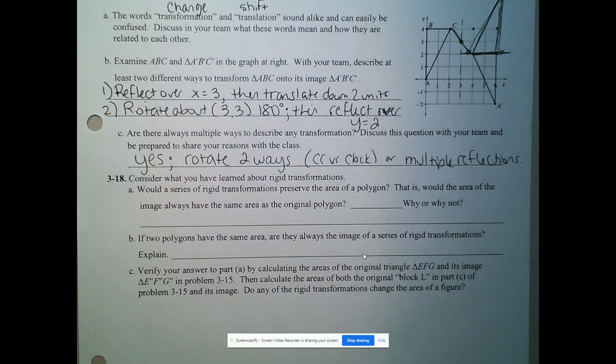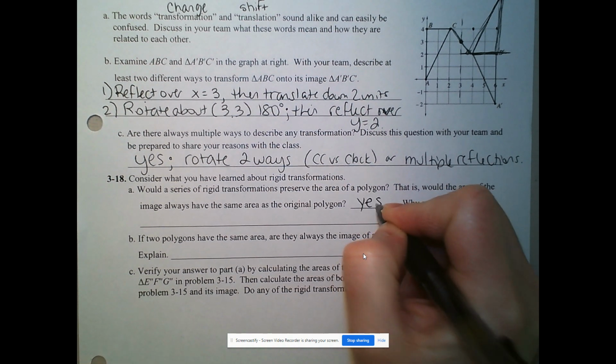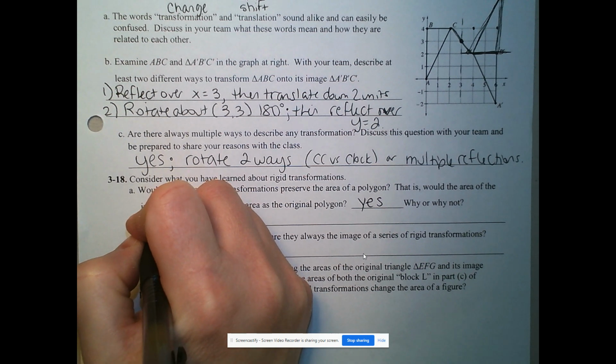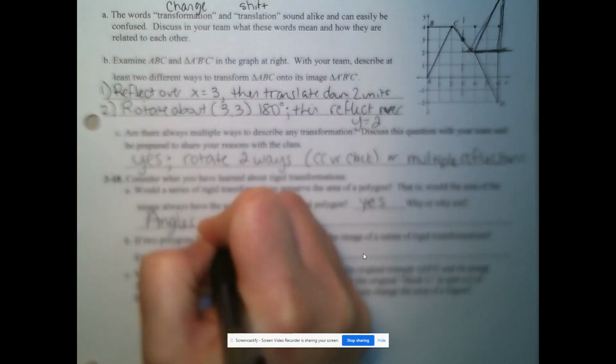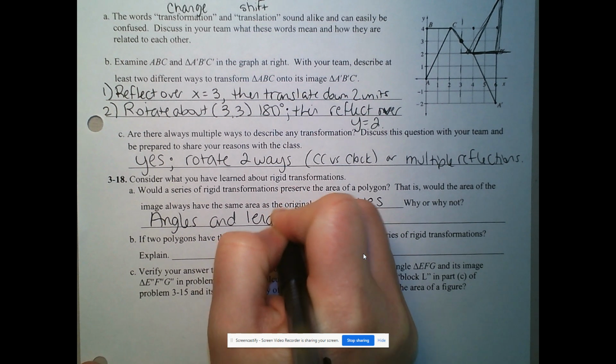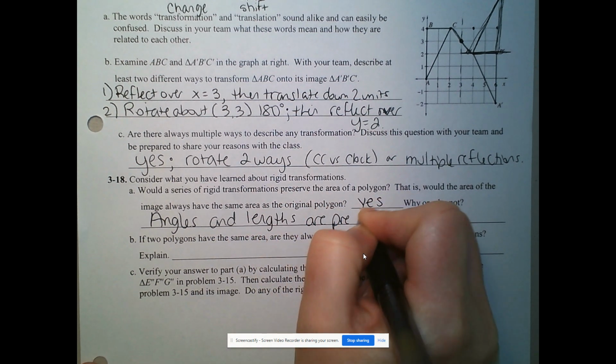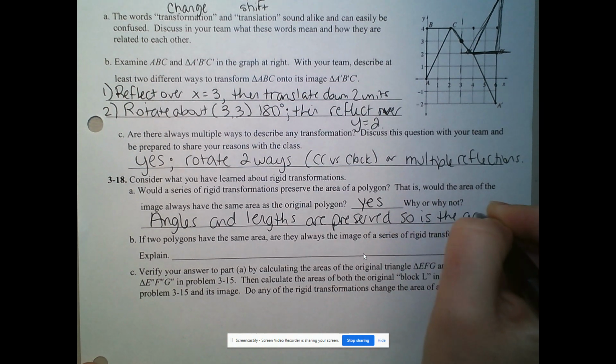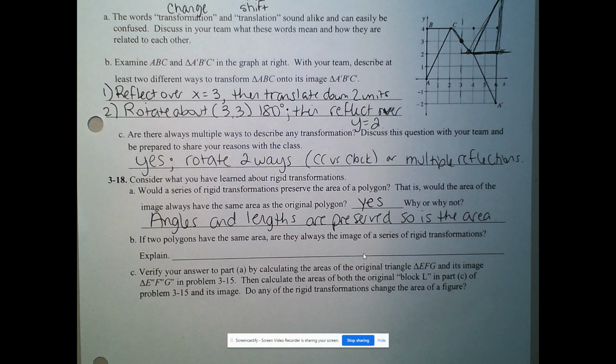Consider what you've learned about rigid transformations. Would a series of rigid transformations preserve the area of a polygon? Preserve meaning keep. So is the polygon going to cover the same area? And we would always say yes, because it preserves the angles, it preserves the lengths, so it would preserve the amount of area it covers. So we can say angles and lengths are preserved, so is the area. Size and shape doesn't change, so area won't either.